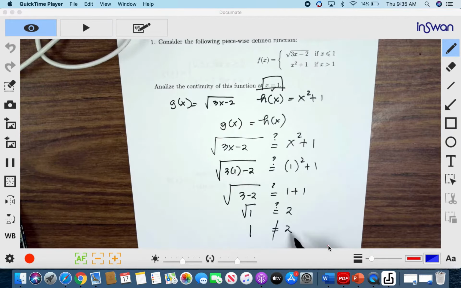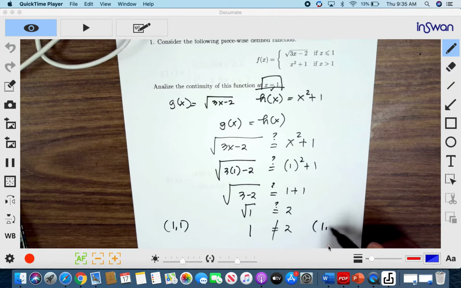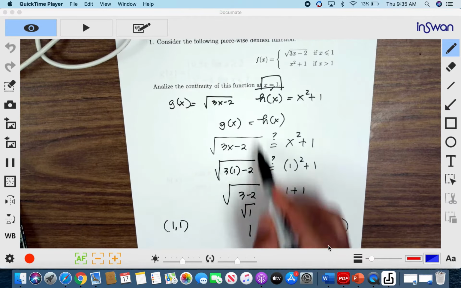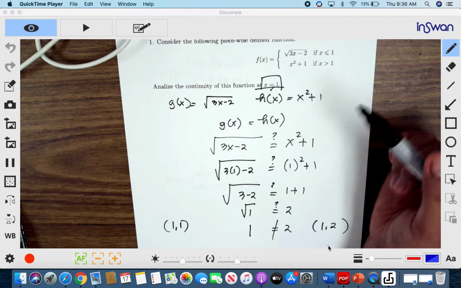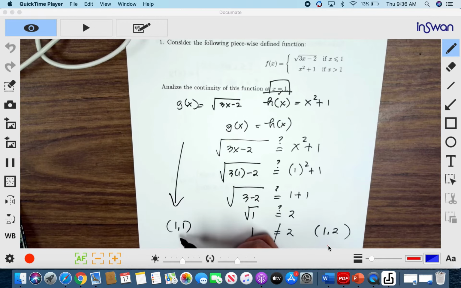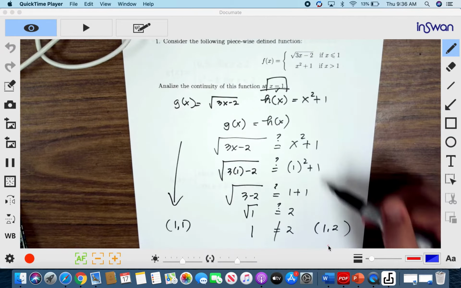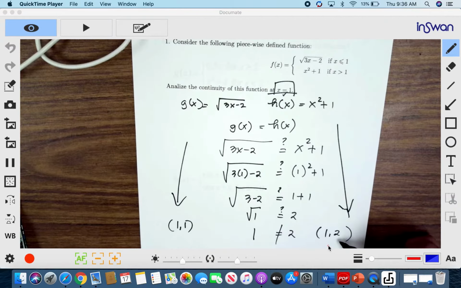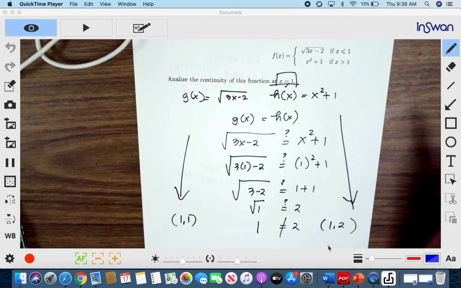And you see your value of y is different for each. The value of y in this equation is 1, and the value of y in the second equation is 2. So this means that these two functions will be different at the point where x equals 1. At g of x, your x equals 1 will correspond to y equals 1. This one, when your x is 1, your y is 2. So they are different. So therefore, this function is discontinuous at x equals 1.